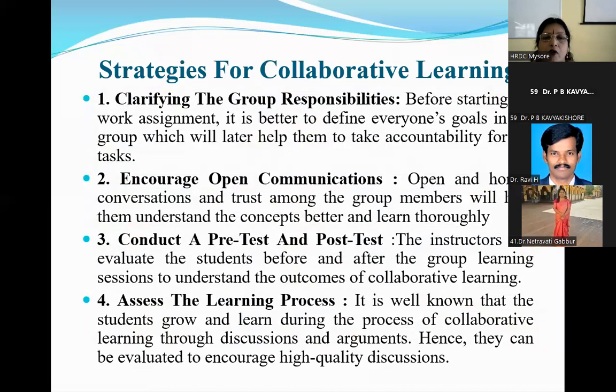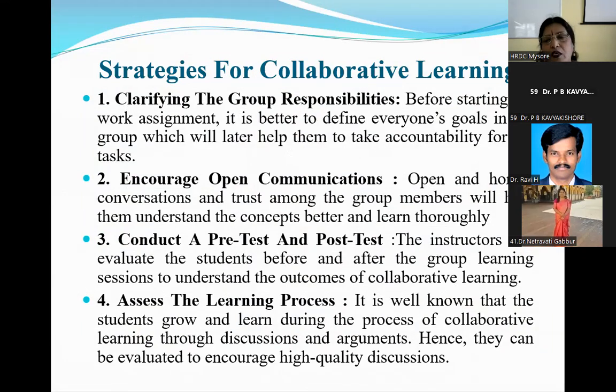So first of all, clarifying the group responsibilities. Now the work of the teacher as a facilitator comes. I am going to make groups. Making a group is not the end. I should assign responsibilities to each member of the group. Before starting the work assignment, it is better to define everyone's goals in the group, which will later help them to take accountability for the tasks.